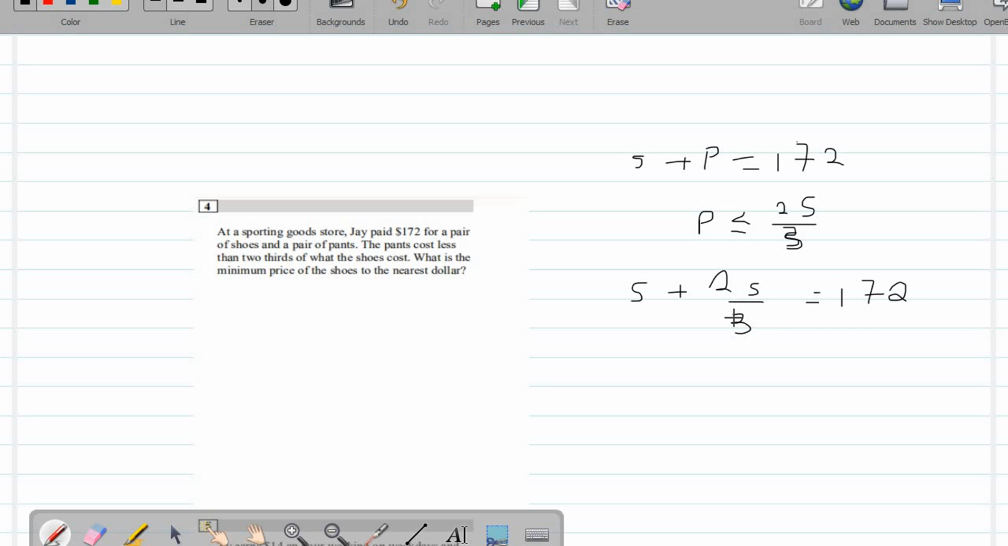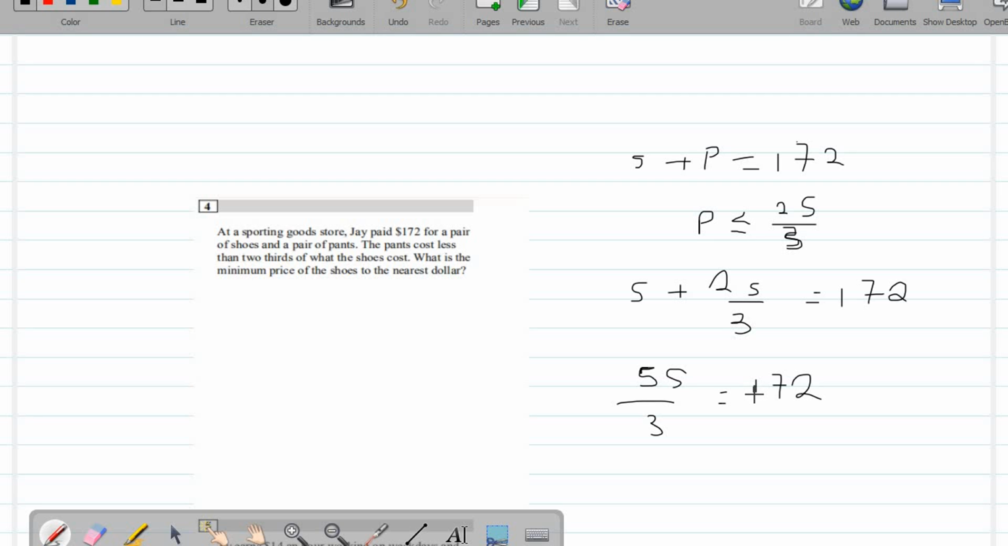Alright, so multiply by 3: 3S plus 2S, which is 5S over 3, is equal to 172. So we're going to do 172 times 3 and then divided by 5. We're going to have $103.2.